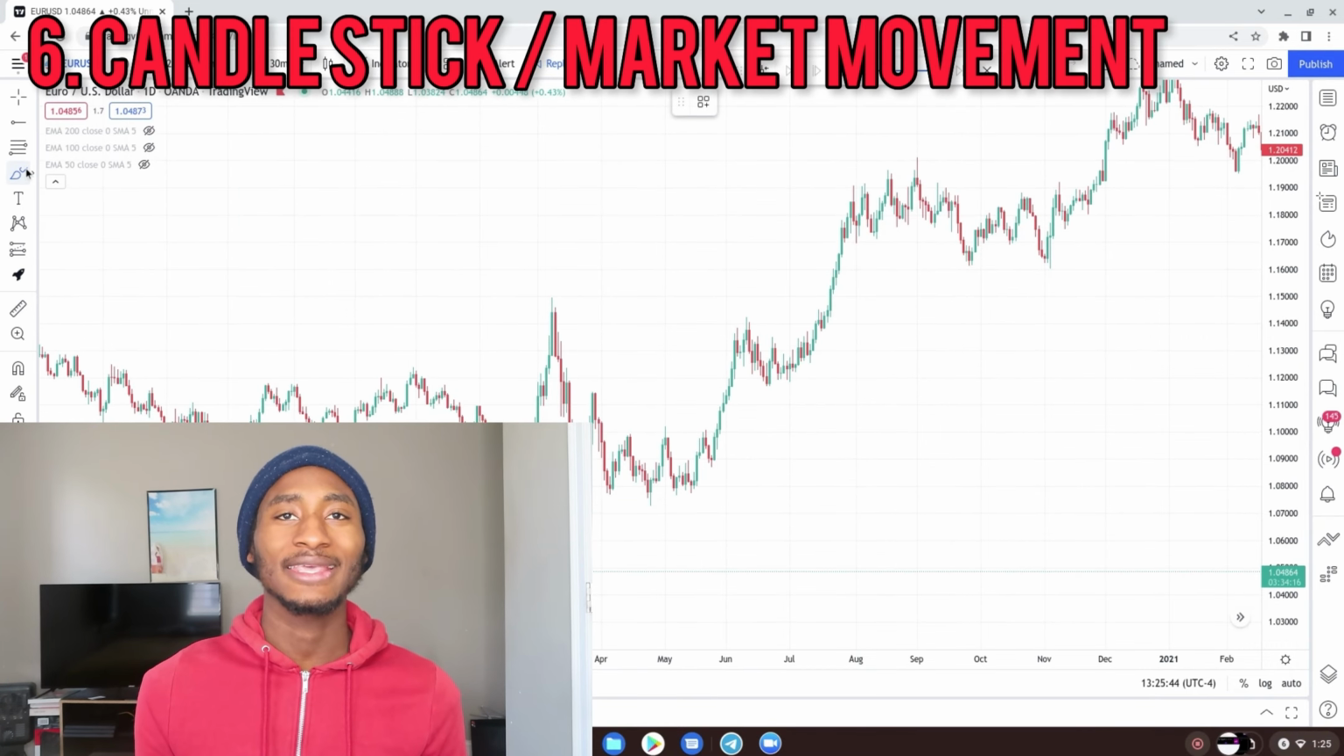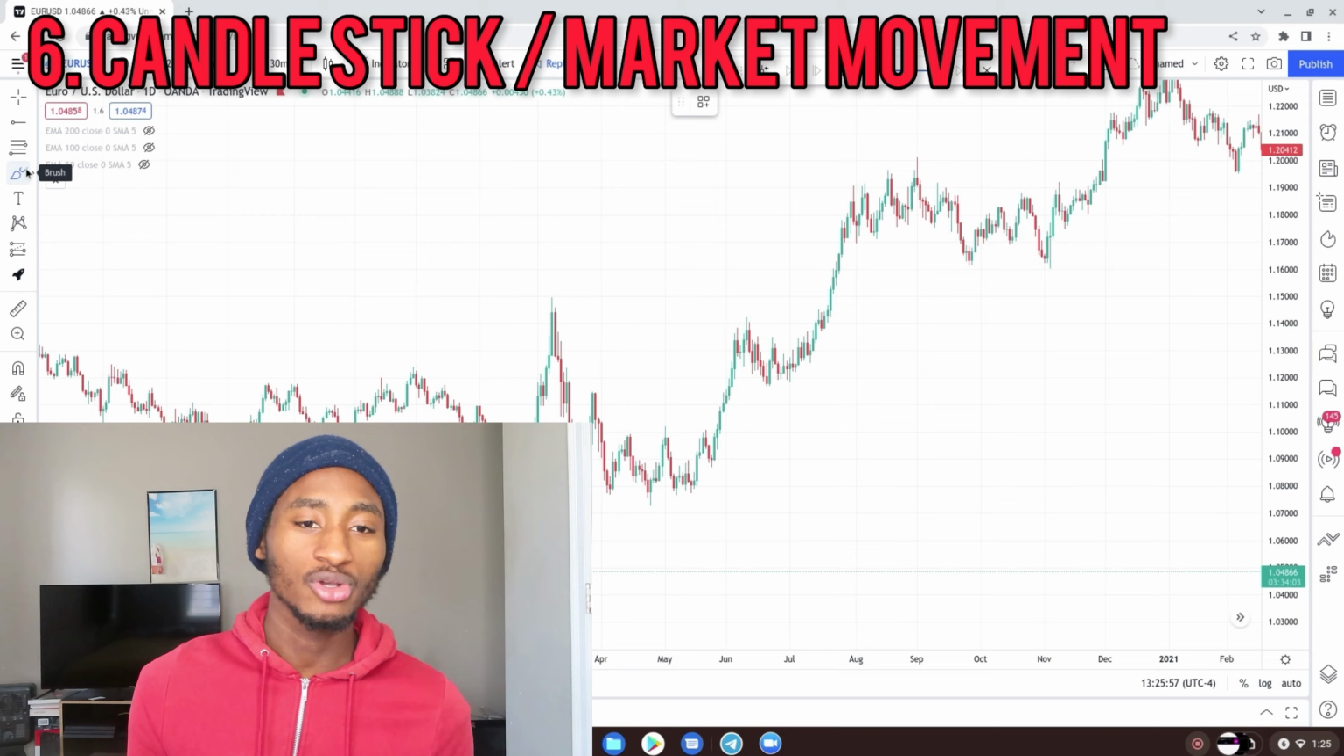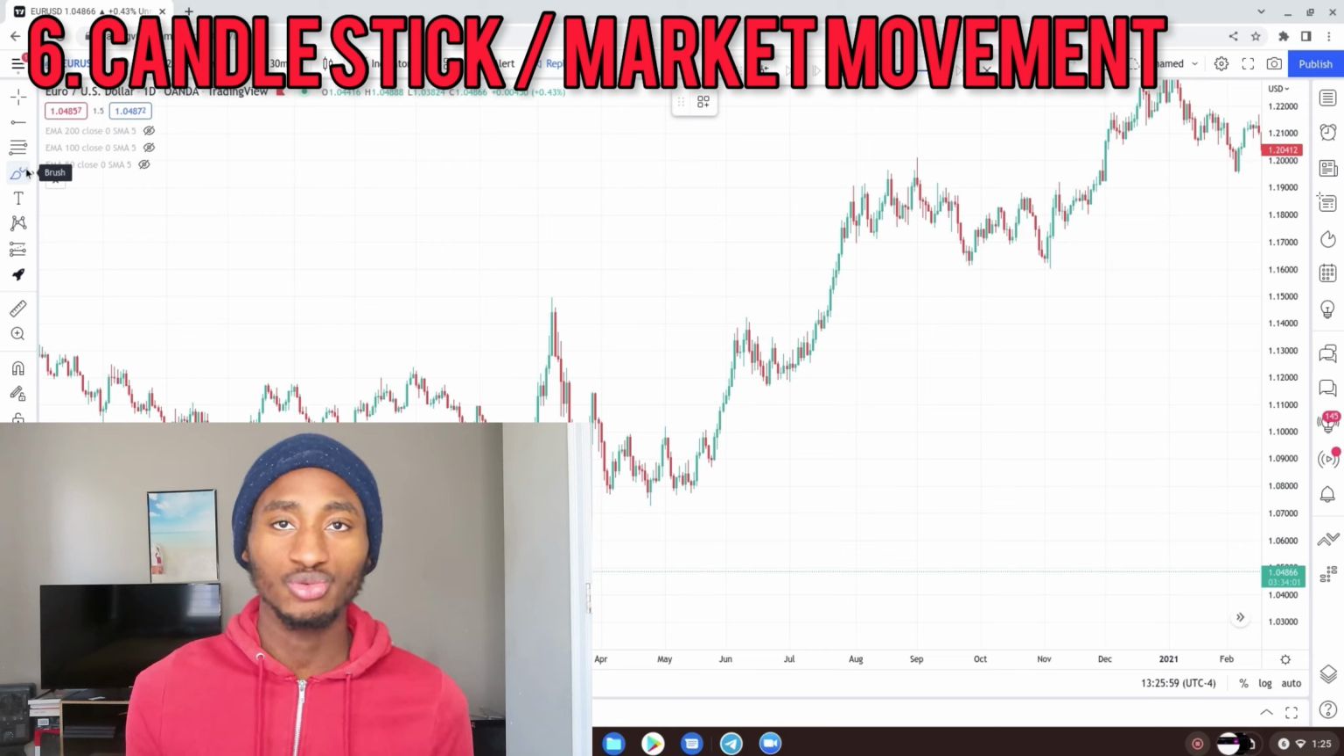So another one is candlesticks and market movement. You have to be able to understand candlesticks and understand how markets move, because I feel like that's where a lot of traders make mistakes. Most traders don't pay attention to the market movement, right? Most people just want to get in because they just want to get in.